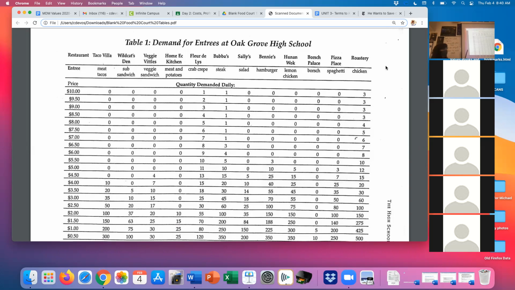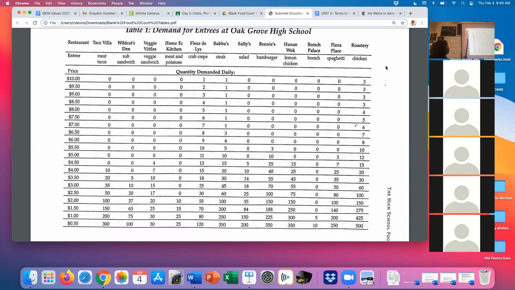All right, but you'll notice that there are all these prices over here, right? And this is the demand. How many people will want to buy that item at that particular price? So for instance, if I'm going to use Taco Villa as an example, say I decided to charge $10 for an entree of my beef tacos at lunch. Tacos, $10. How many people will want to buy those? Zero. There will be zero demand, right?